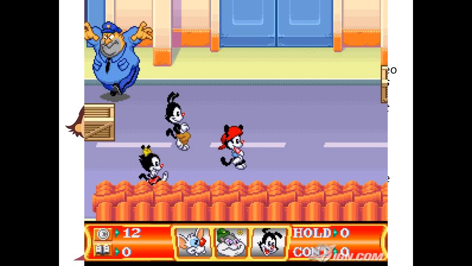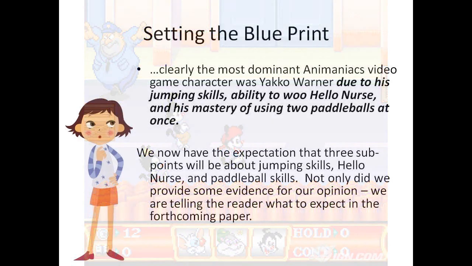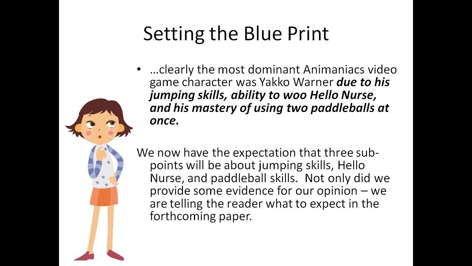If we're writing a thesis about the video game characters in the video game Animaniacs, I'm going to want to tell you exactly where I'm going with this. If I want to talk to you about the most dominant characters in this, I want to specifically spell out exactly what I'm going to talk about, and the blueprint will do that in my thesis statement. I'm going to be talking about jumping skills, ability to woo Hello Nurse, and mastery of paddle balls. And my subpoints in my paper will match those three, because that is what I've been writing about in my thesis statement.